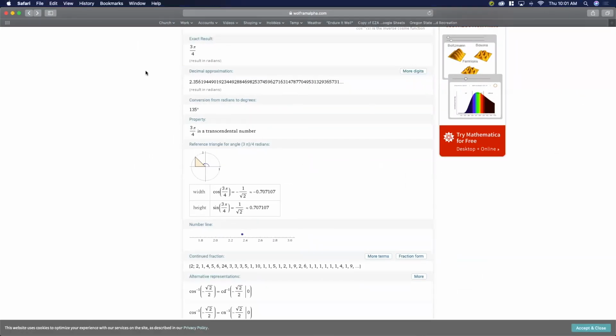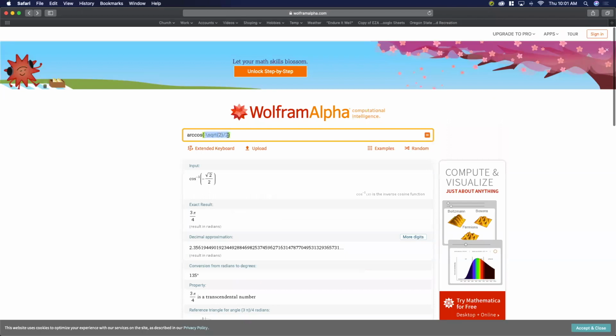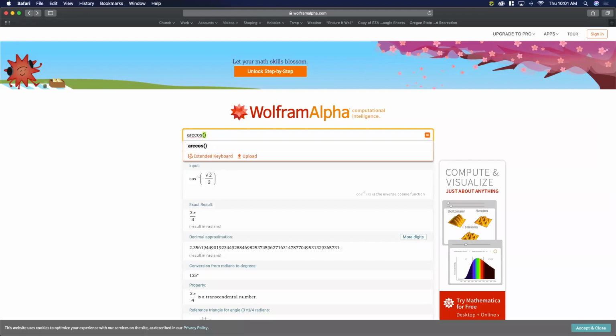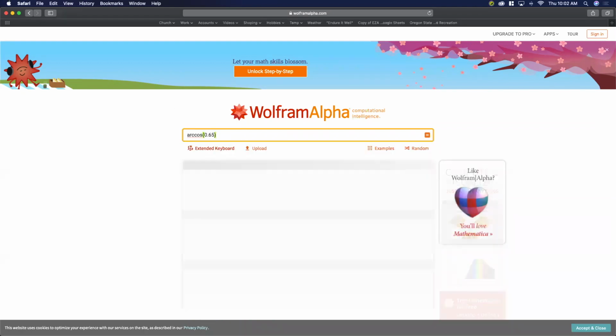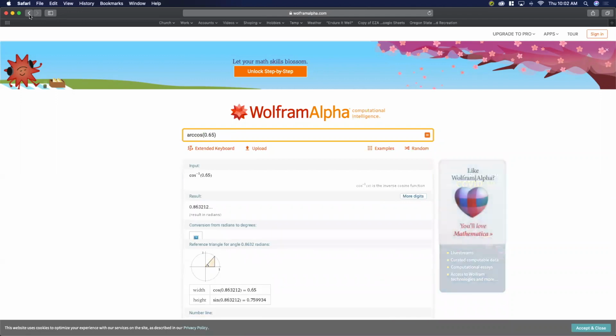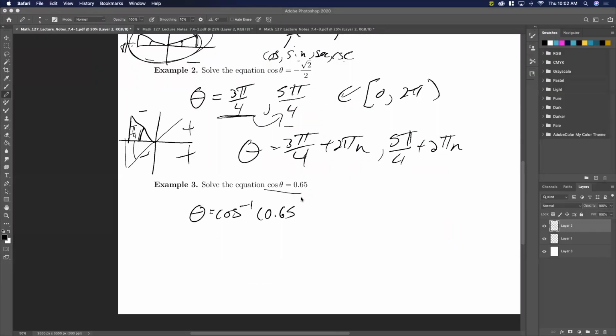There it goes. All right, so we're typing arc cosine of 0.65. So I get 0.86, and so I'm about here. Roughly, if you wanted it in degrees, it is 49.6, but let's stay with radians for now. So this is our cosine of 0.86.